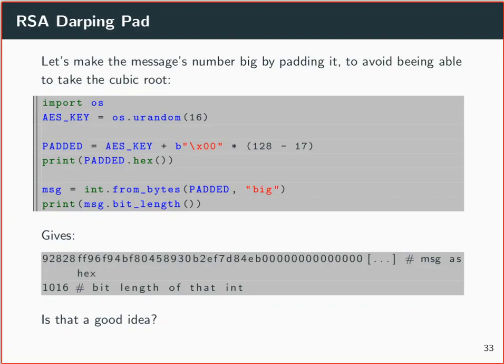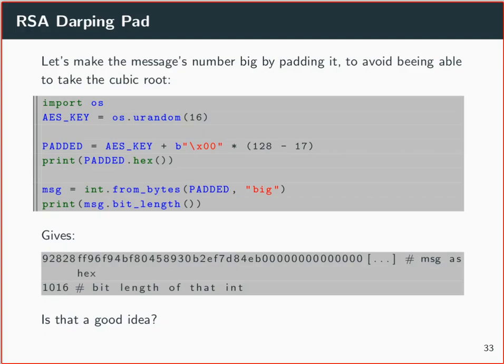Okay, so we have seen that RSA is insecure without padding. Yeah, textbook RSA is insecure. So we're just gonna pad our messages. In order to avoid this, I'm just taking the cube root kind of attack. We're gonna make the number that we want to encrypt bigger.